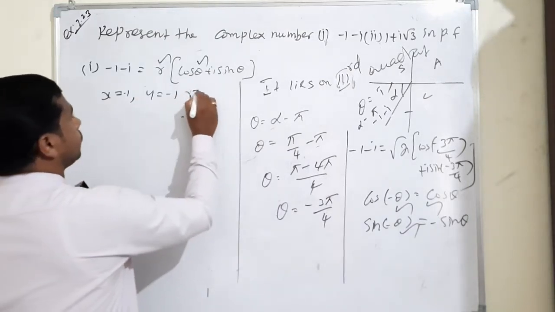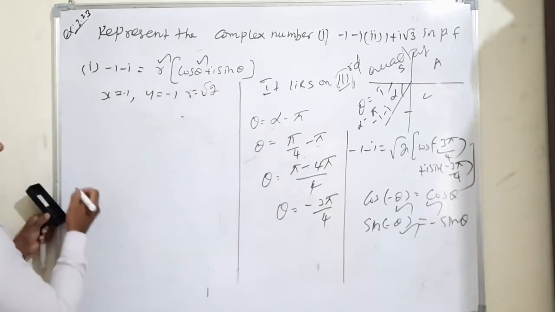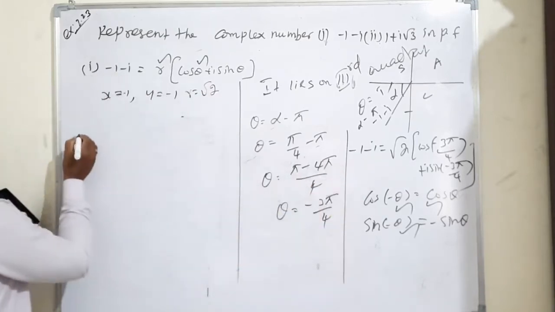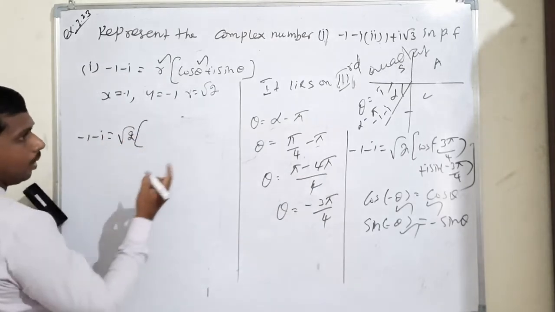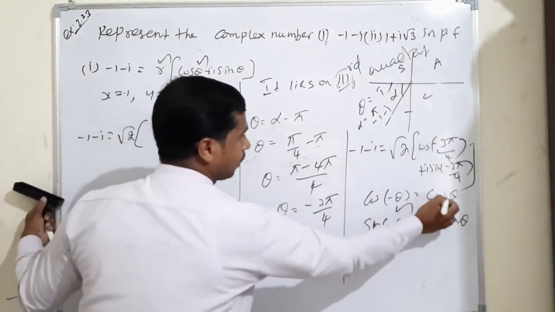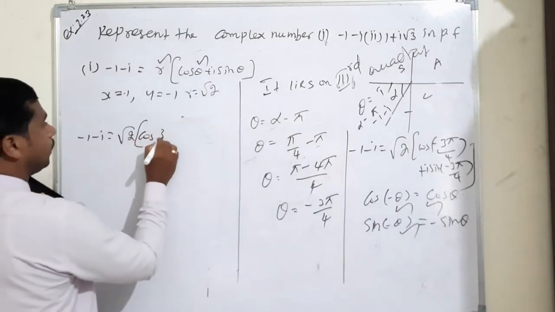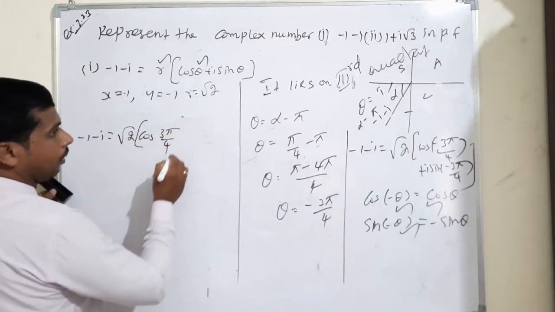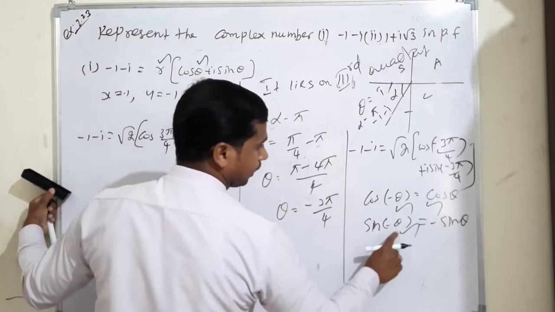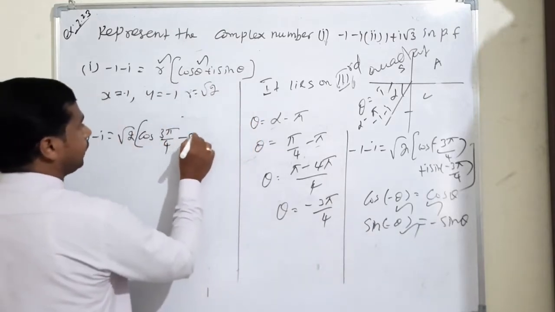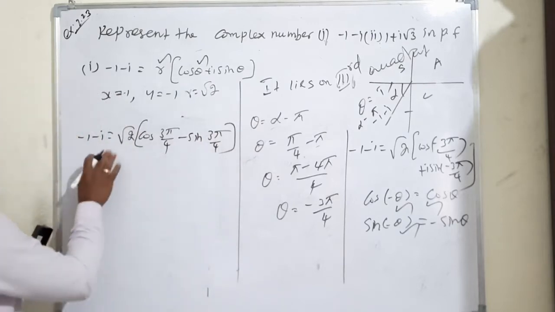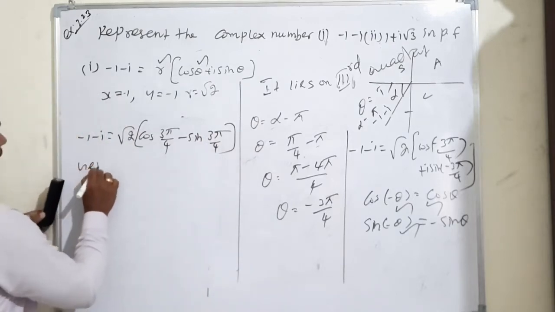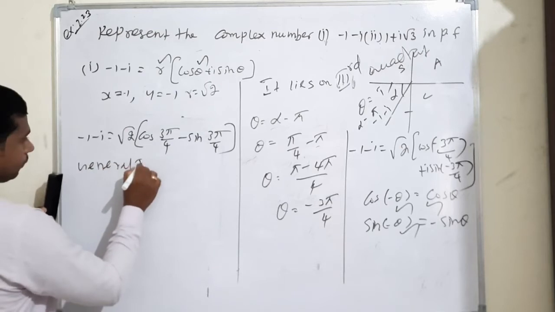So the r value, we know, is root 2. Therefore the basic form: minus 1 minus i is equal to root 2 times cos of minus theta, which means cos theta. Therefore, we can now write cos 3 pi by 4. Then sin of minus theta means minus sin theta. Therefore, minus i sin 3 pi by 4. Therefore, this is the basic form. Then what is the meaning of the general term of polar form?